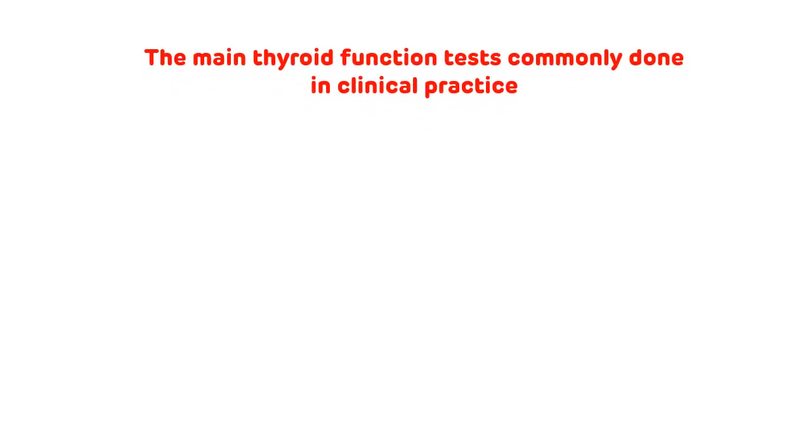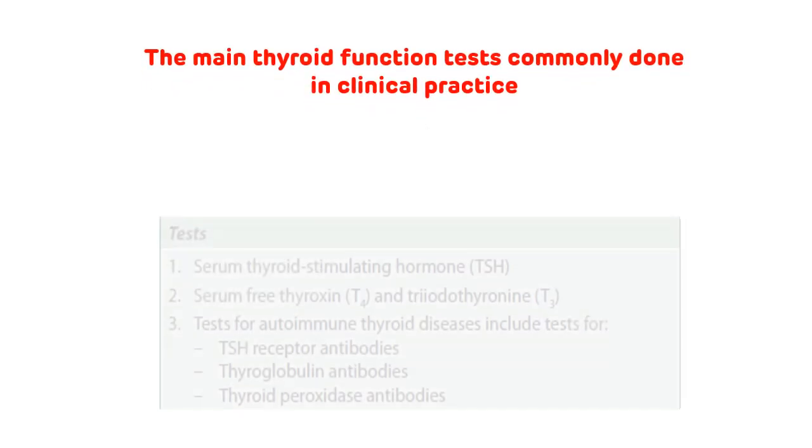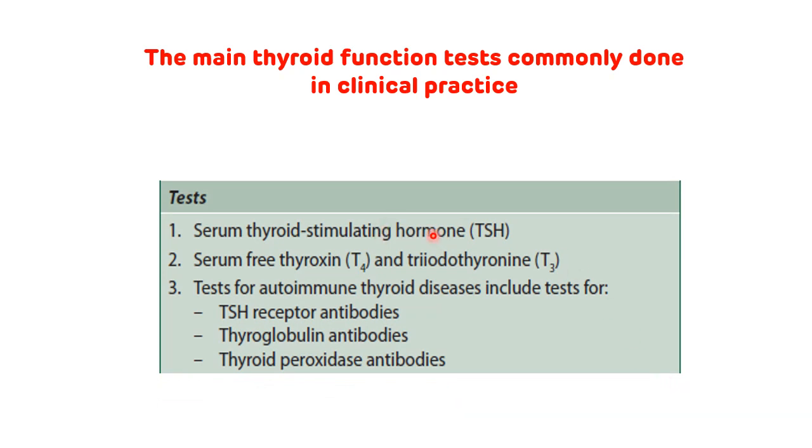Commonly done thyroid function tests in clinical practice are measurement of serum TSH, measurement of serum free T4 and T3, and tests for the autoimmune thyroid diseases include tests like TSH receptor antibodies, thyroglobulin antibodies, and thyroid peroxidase antibodies. These are the three tests which are done for the diagnosis of various autoimmune thyroid disease.